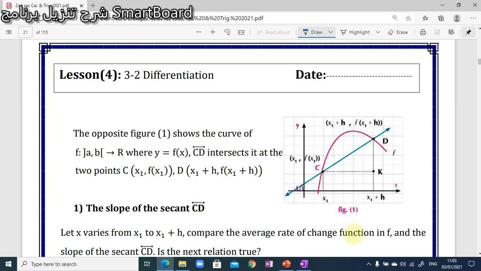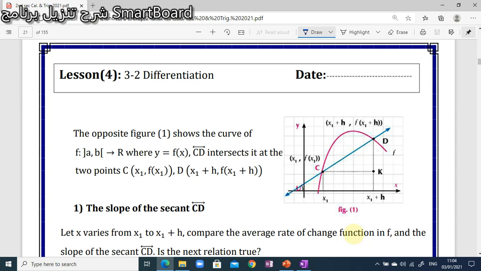The straight line passing through C and D is called the secant of the curve. To find the slope of the secant, you will find f of x1 plus h minus f of x1 over x1 plus h minus x1, which will be h. So the slope of the secant will be the average rate of change, as we studied in the last lesson.